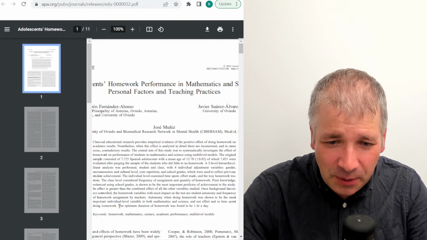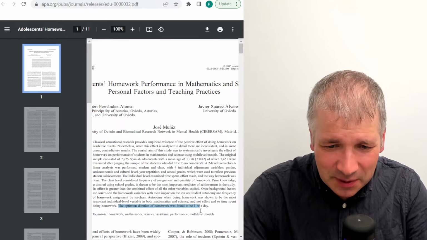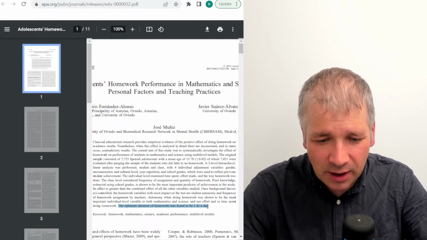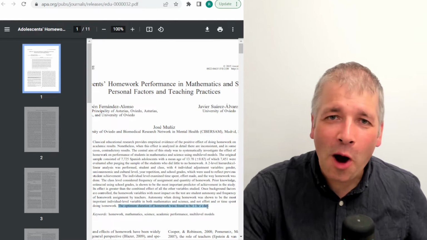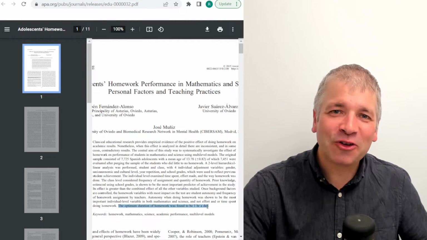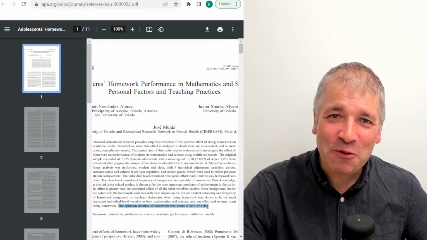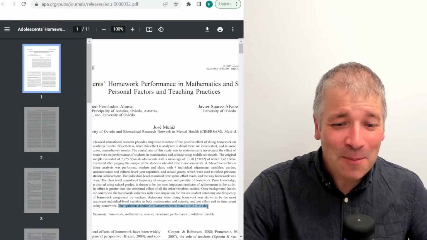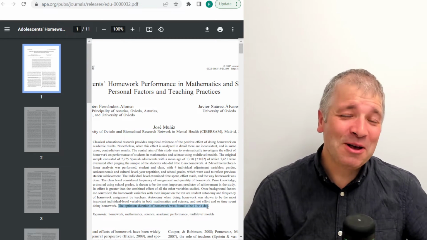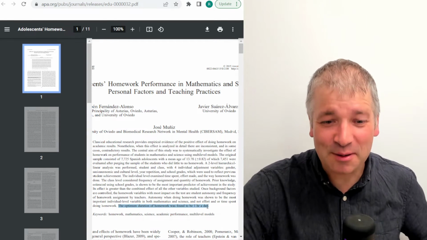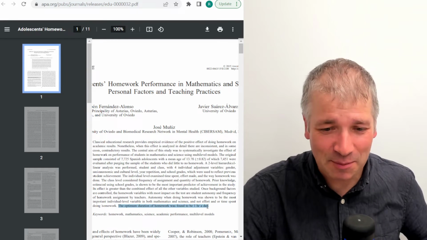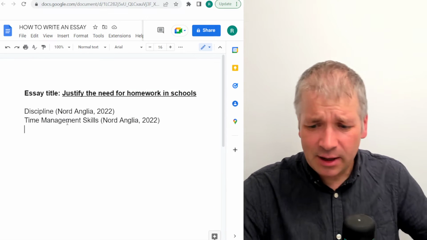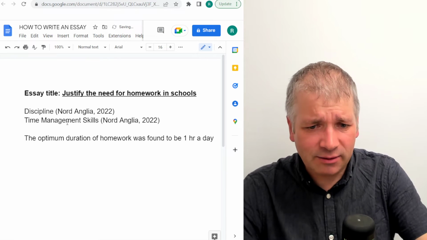Okay, I'm just going to pick on this statement here. The optimum duration of homework was found to be 1 hour a day. I wonder how much homework you have to do if you're at school and university. Is it more than 1 hour a day? If you're researching this properly, you'll probably need to look at some more research. Maybe there's some research that comes up with different figures, but 1 hour a day seems a reasonable amount, doesn't it? So I'm going to add this here.